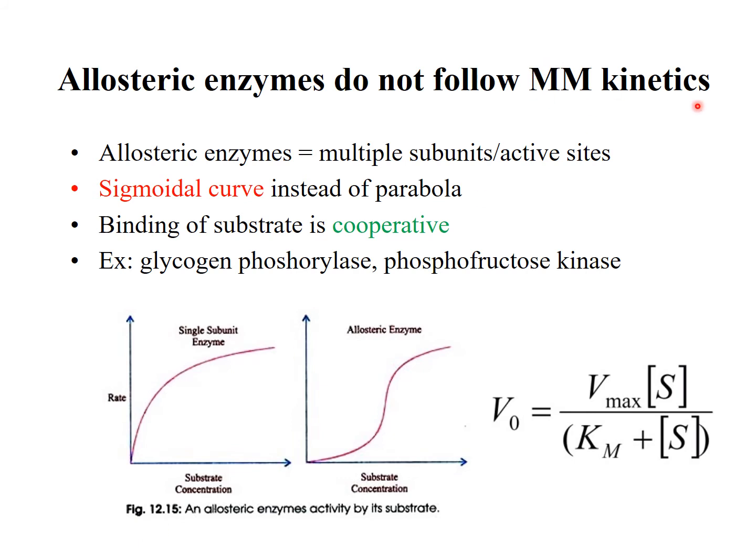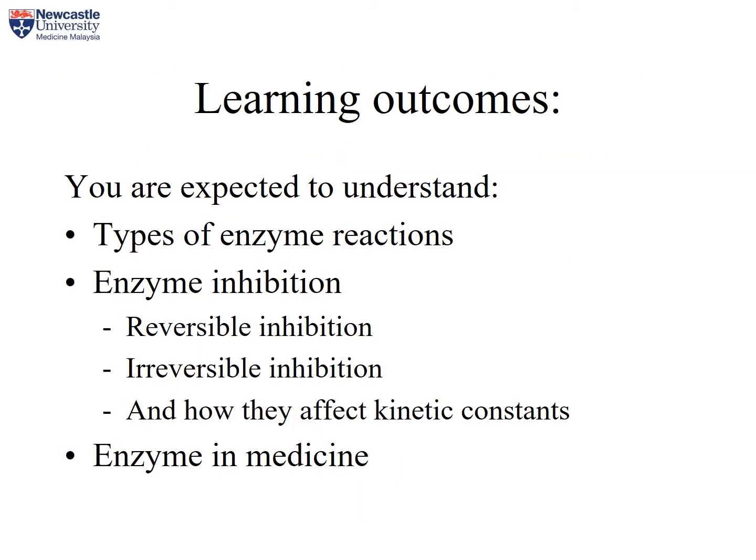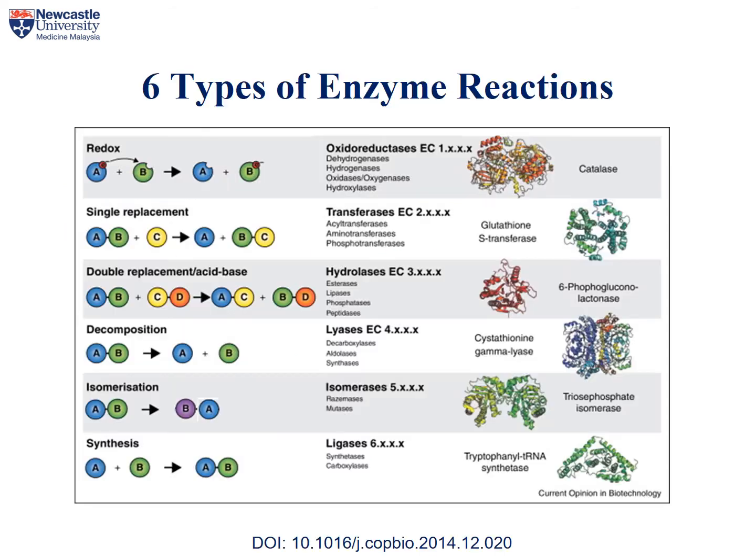So in other words, this formula will not be accurate for calculating the velocities of the allosteric enzymes. Okay, so in the first section, we will look at different types of enzyme reactions. Although there are thousands of enzymes in nature, all enzymes can be categorized into 6 major types based on the type of chemical reactions that they catalyze. The first type is oxidoreductases. So as the name implies, these enzymes will catalyze a redox reaction.